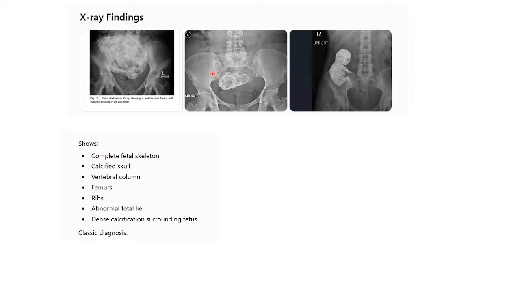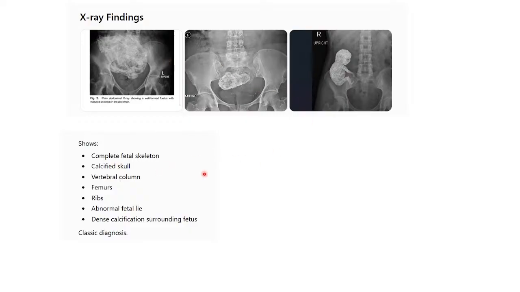So these are the stunning x-rays. As you can see here, fetus there. So that is how a calcified lithopedion fetus appears on x-ray. You can see how it appears on x-ray. It appears exactly like this.